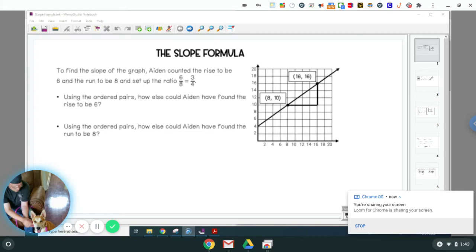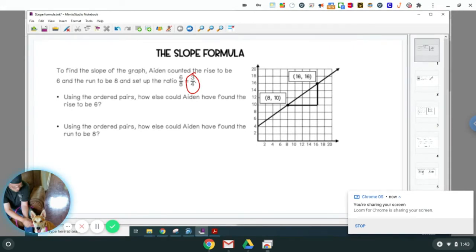So here we're going to be exploring the slope formula and how to do it from not just graphs but tables and from coordinate points. So here we have two coordinate points, (16, 16) and (8, 10). They tell us that the slope is actually 3/4, and they're trying to figure out how they actually got there. So using the ordered pairs, how else could Aiden have found the rise to be 6?